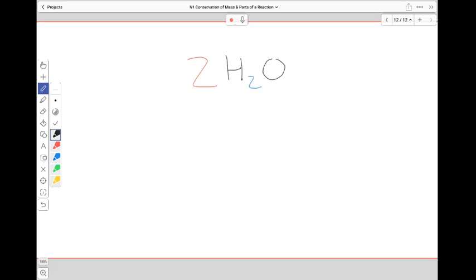So I have 2 H2Os. If I want to determine the number of H's and the number of O's, in this case, I'm going to distribute the 2 from the coefficient to the subscript. So I'm going to take 2 times 2 will equal 4. So this is 4 atoms of hydrogen.